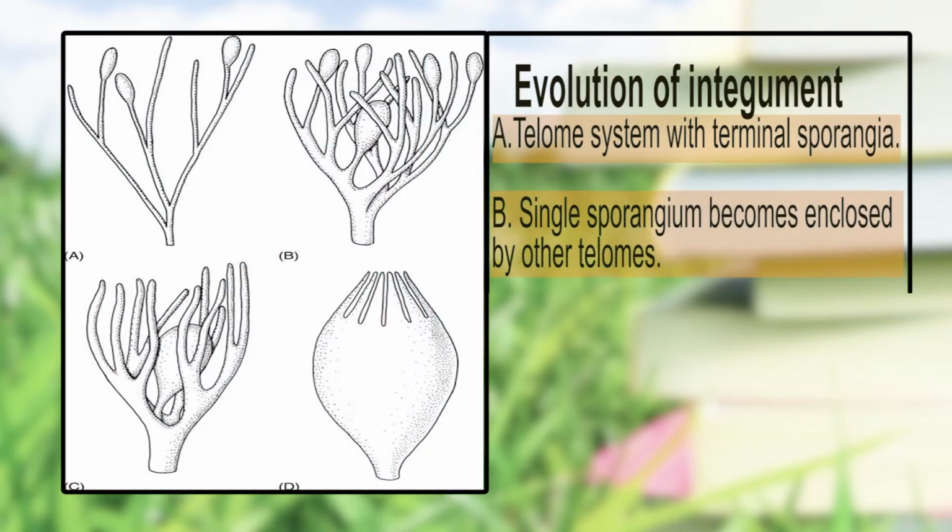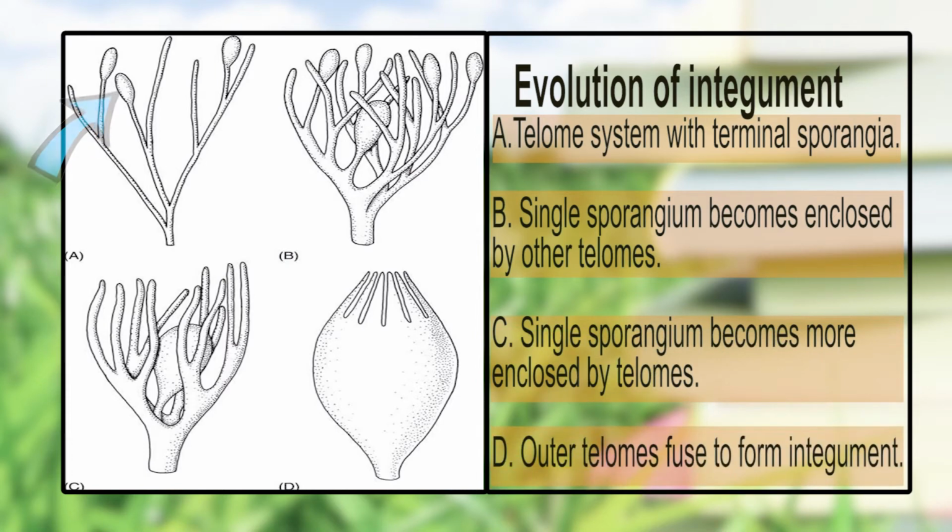In the first figure, what we can see, these are the fertile telomes and these are the sterile telomes. The fertile telome had a terminal sporangia. Due to certain processes, one of these telomes that have this sporangia got enlarged in size. This is present in the middle. The other sterile telomes slowly surround this particular sporangia. Now, these telomes slowly got fused and ultimately this integument was produced, which enclosed the middle sporangia.